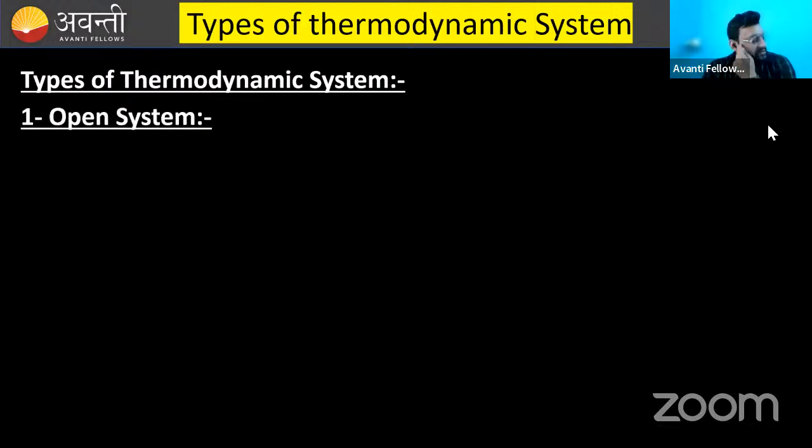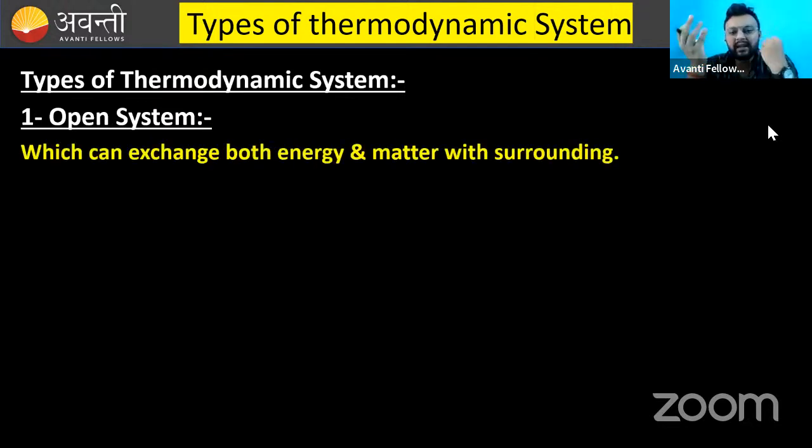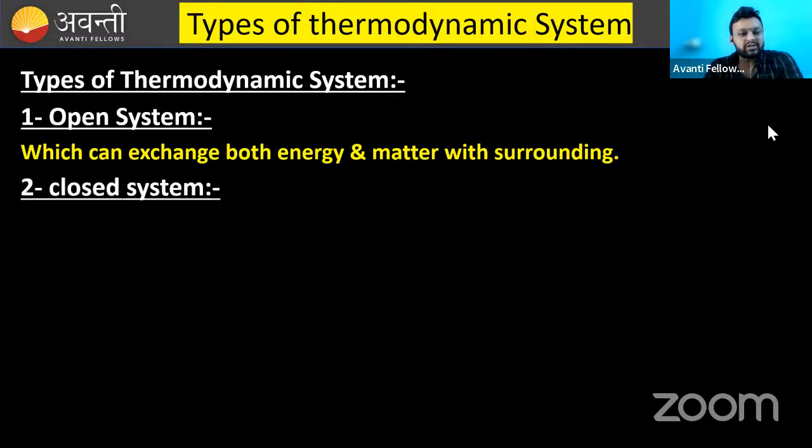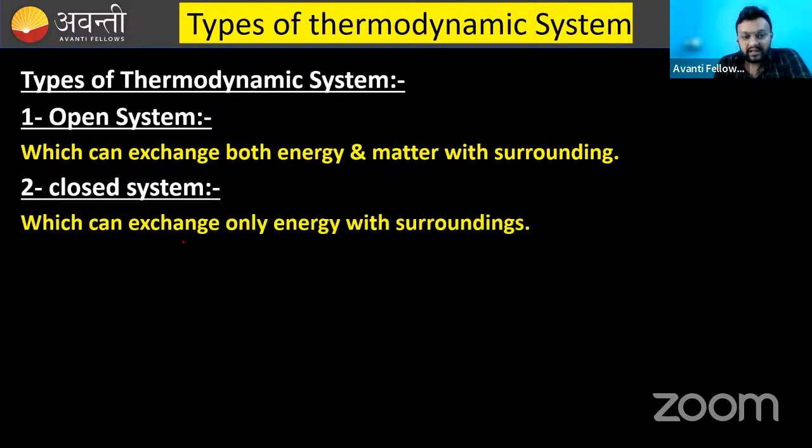One is the open system. An open system is nothing but a system in which energy and matter both can be exchanged with the surroundings. There is nothing difficult in that. Closed system: now you can define it by yourself. What is a closed system? The system through which only energy can be transferred, which can exchange only energy with the surroundings, but the matter inside it should remain intact.